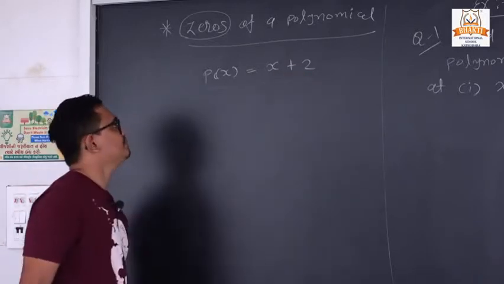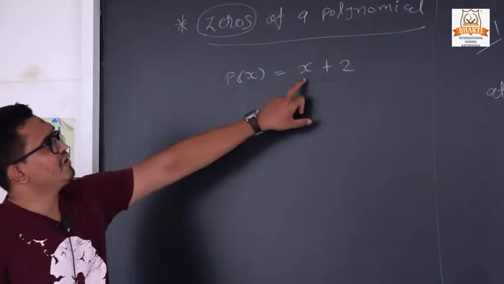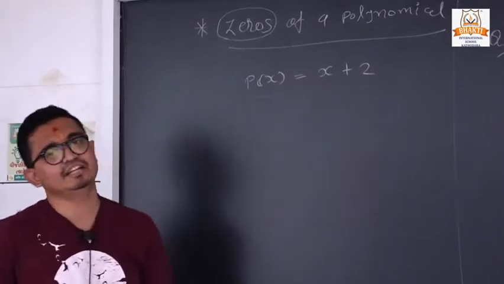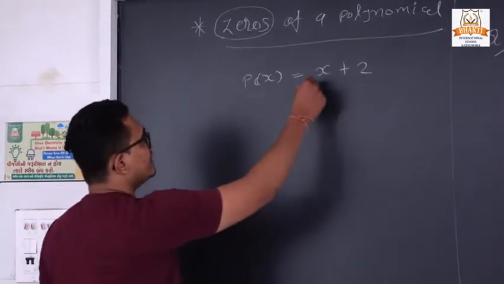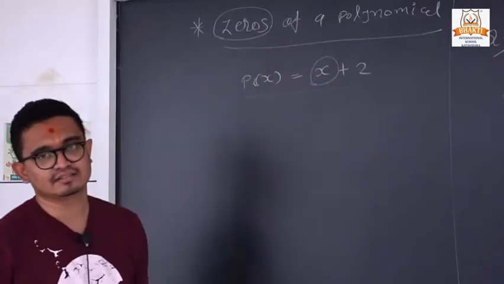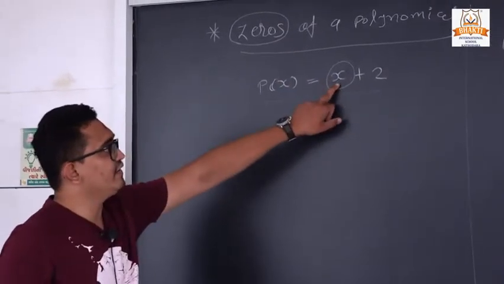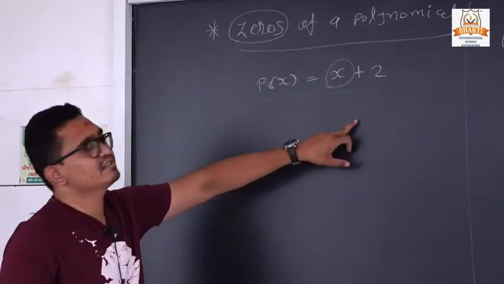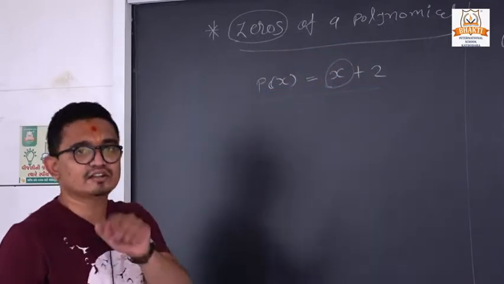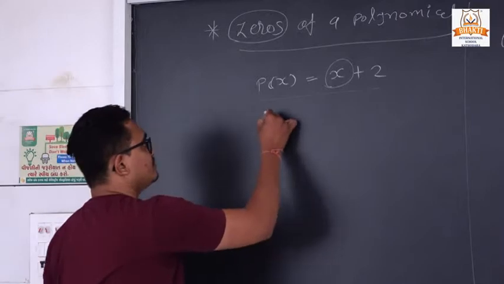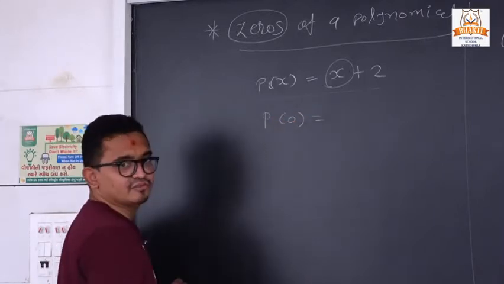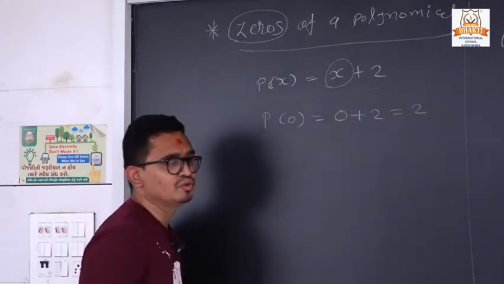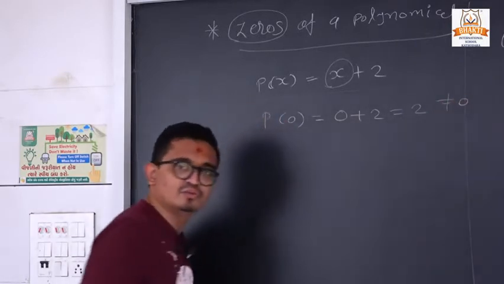See that example. P of x is equal to x plus 2. If I want to find the zeros of that polynomial, first of all we will put different values of x, and if we put a value of x and the polynomial's value becomes 0, then it is called a zero of the polynomial. So we can just check. First of all we can put 0. If we put 0, x is replaced with 0, so the answer is 2. It is not equal to 0.